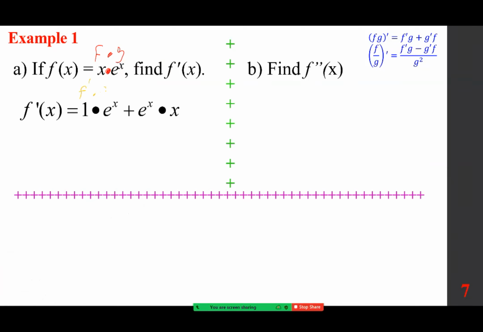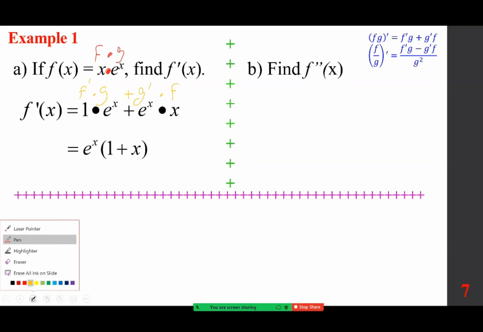Here's F prime G. Here's G prime F. We factor out the e to the power of x. And now we are ready to take the derivative again. And this time, let's say this is the F function. The parenthesis is the G function.